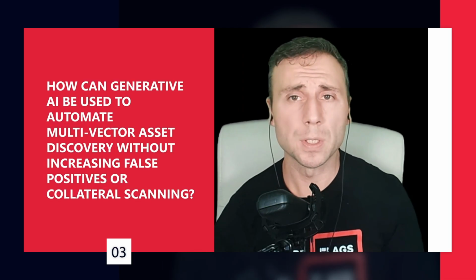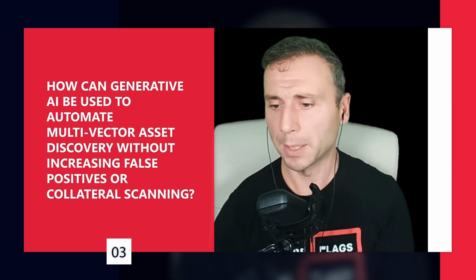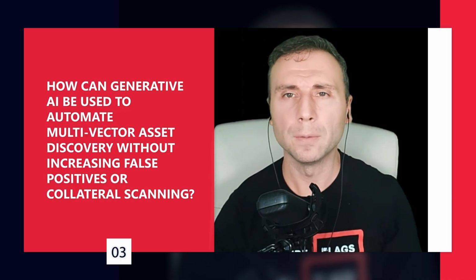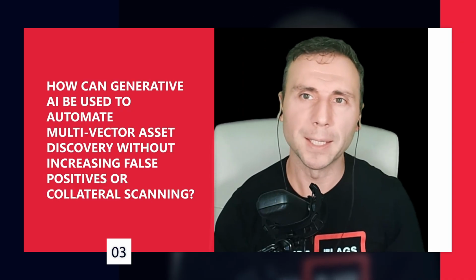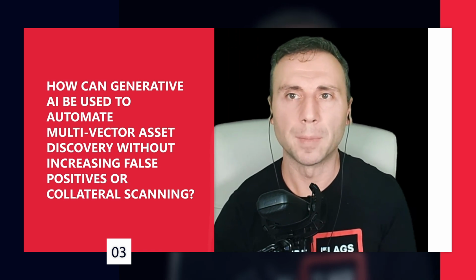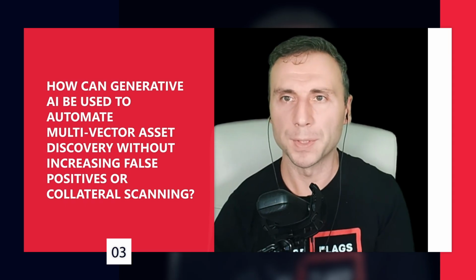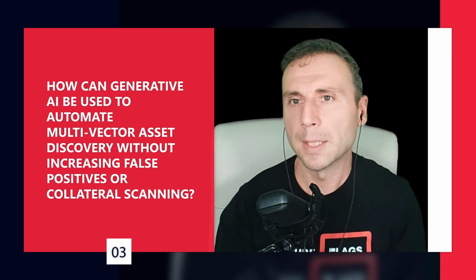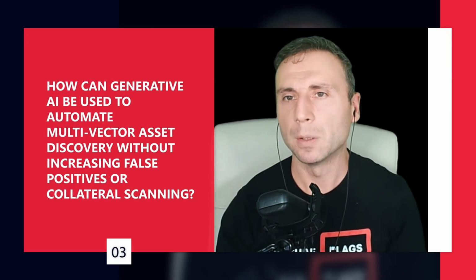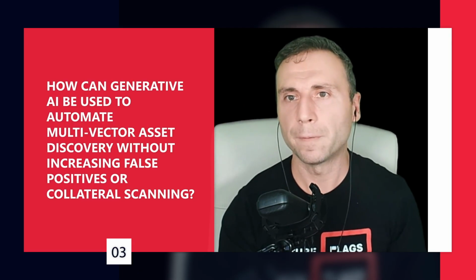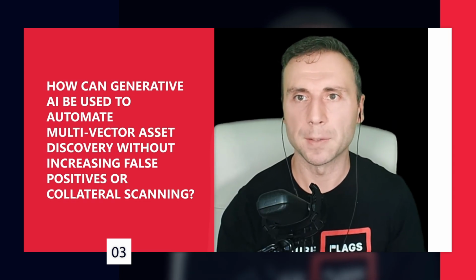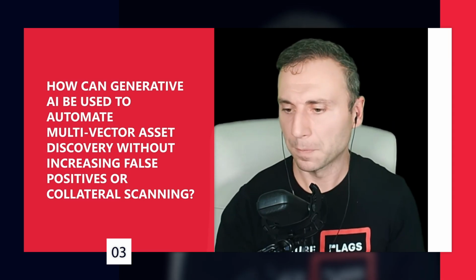Plus, if you just want to use a model for specific purposes, like you mentioned, automating multi-vector asset discovery, you don't need a full GPT that knows everything about everything. You just need a model that is aware of those assets. So train your own model. You don't really train the model from scratch, but you fine-tune existing models and enrich them with your own data that makes sense for your tasks.